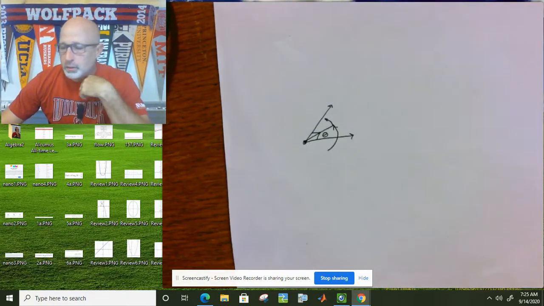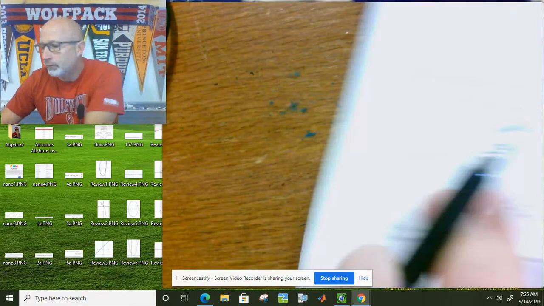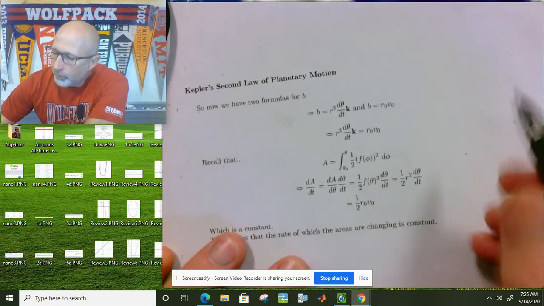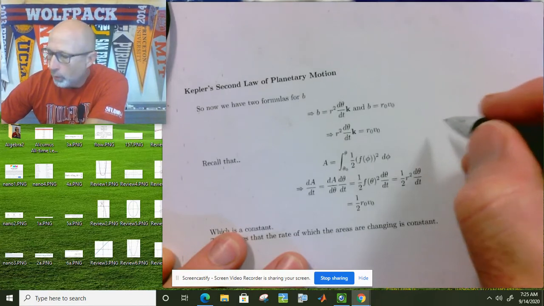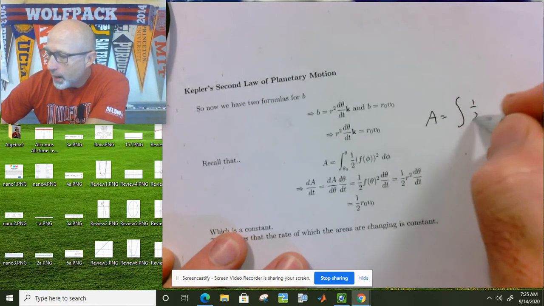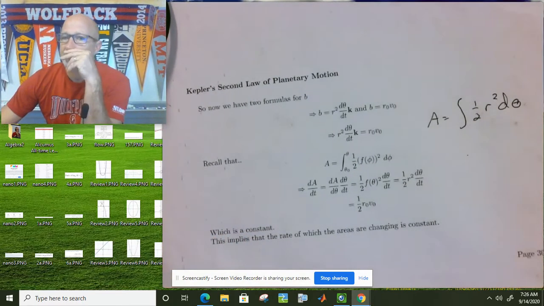Remember, we're going to switch this to polar and we're going to sweep out the area. So how do you sweep out the area? The formula is already there. The formula that we had last year for polar was area equal to the integral of 1/2 r squared d theta. Okay, so that's what the formula was.